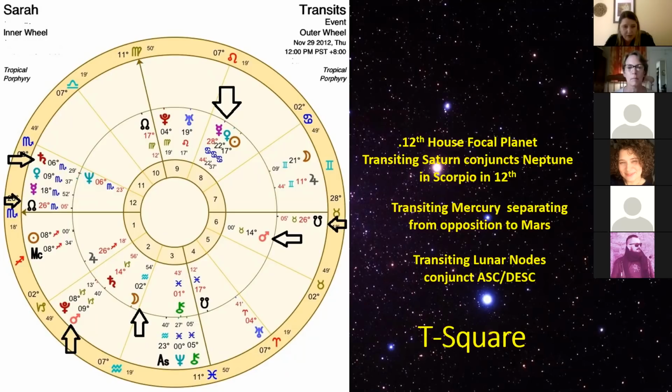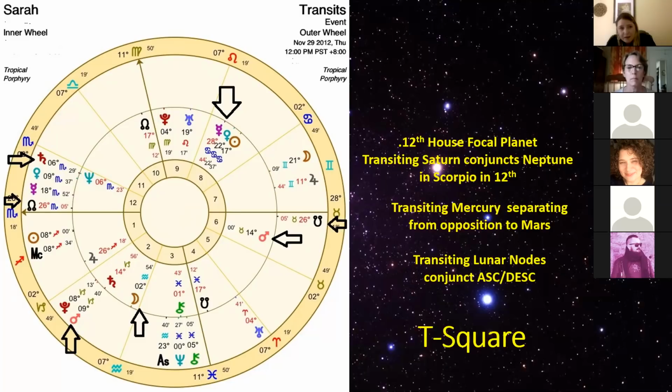first going to jump in around November 29th, 2012. This is a transiting Saturn scenario, and this is maybe not the first time transiting Saturn comes to the Neptune, because your Saturn is in Capricorn, so you had another time with Saturn. But in 2012, transiting Saturn is now conjunct the natal Neptune in Scorpio at 6 degrees, activating the T-square focal planet.